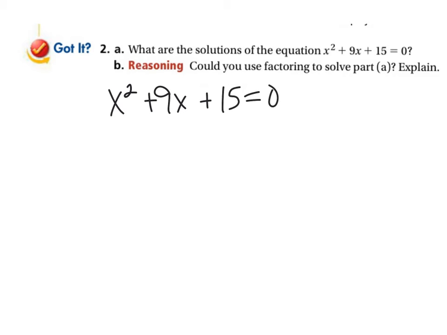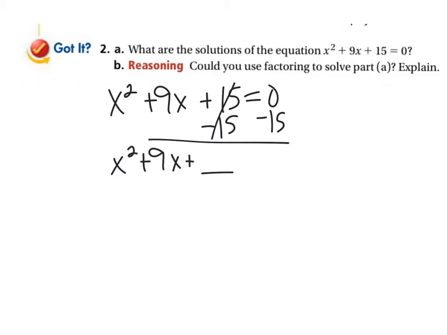Again, we can try to factor this. We could do 3 and a 5 to get 15. 3 plus 5 is 8. That'll give us 8x, not 9x. So we actually won't be able to factor it that way, so we will have to do completing the square here. So the first thing we've got to do is subtract 15 on both sides. We've got to clear out a space for our new c.